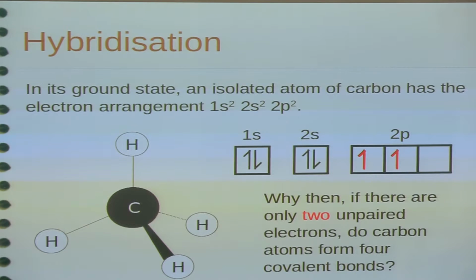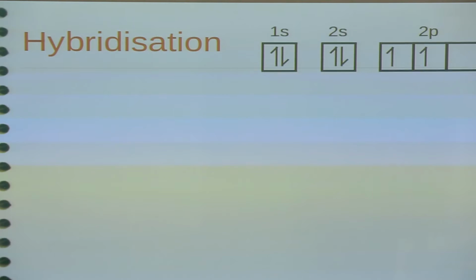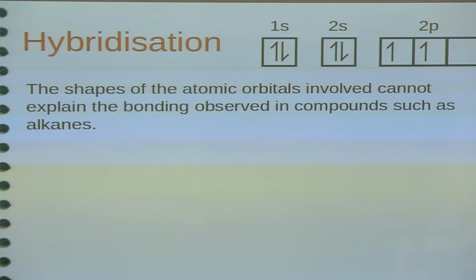If there are only 2 unpaired electrons, how can carbon atoms form 4 covalent bonds? We have seen the methane molecule where carbon is showing 4 valency. It is linking with 4 hydrogens. How is it formed? We'll show that. This is possible only when there is hybridization.